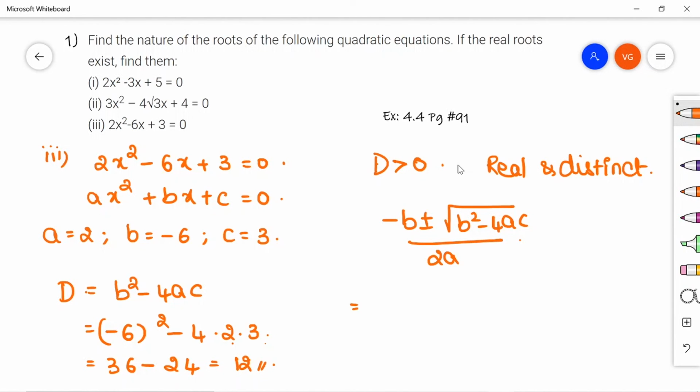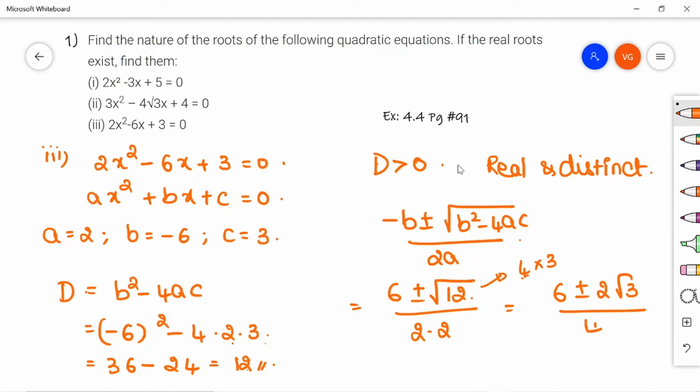So what is the value of b? Minus 6. So minus of minus, plus 6, square root of this value, you write it down here, 12, b square minus 4ac, divided by 2 into 2. So I can write 12 as 4 into 3. So under root of 4 into 3, this 4 will come out as 2 root 3, divided by 4. So you can cut this down 3 times, and cancel this 2 times, right? So this is nothing but 3 plus or minus root 3 divided by 2.